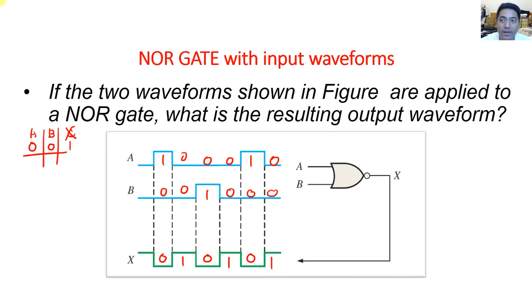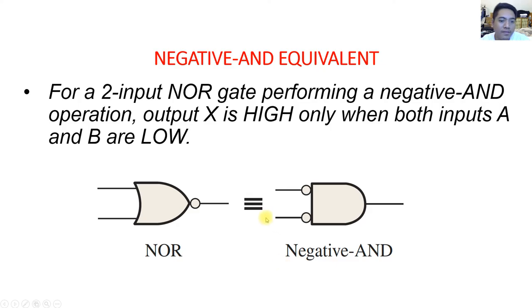Or, in other words, if you're confused, perform first the OR, and then negate, or get the complement of each of the results. That will be your NOR result. And the NOR gate has an equivalent, the negative AND. If a while ago we had NAND equivalent to negative OR, now we have NOR gate, not OR, equivalent to the negative AND.